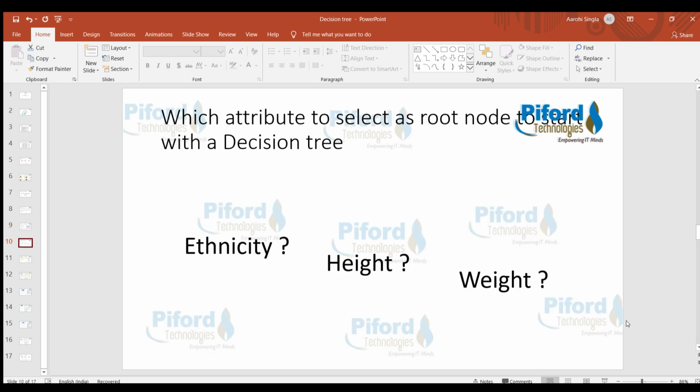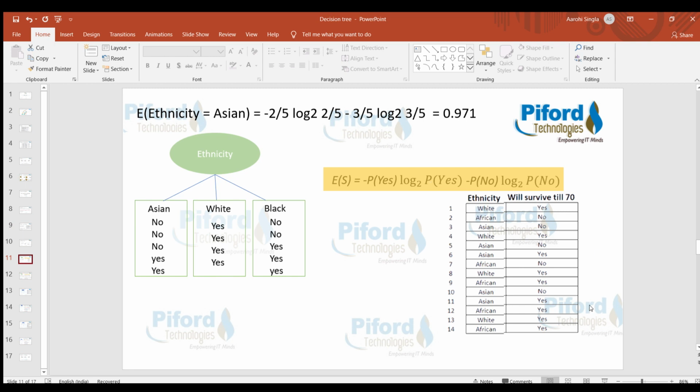Okay, so let's calculate. First of all, I'm calculating information gain for the ethnicity column. Now see this ethnicity column. Over here you'll see how many different kinds of records we have in the ethnicity column: White, African and Asian, right? So we have three different kinds of records in the ethnicity column. Asian, white, and instead of African, I've written black over here, so just check it, okay?